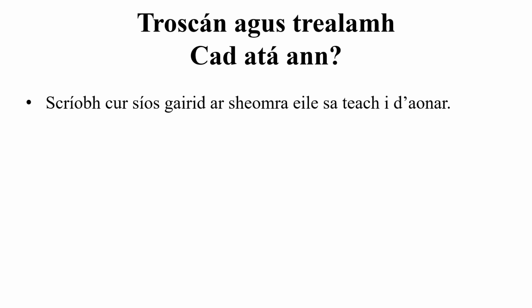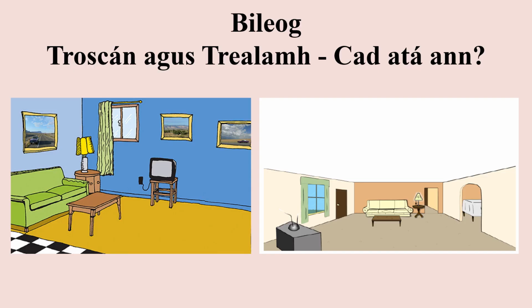Anois, scríobh cur síos gearr ar cheomra eile sa teach ar do shon féin. Now write a short description of another room in the house on your own. Then read it out loud. Troscán agus trealamh, cad atá ann. You'll need the handout for this activity.